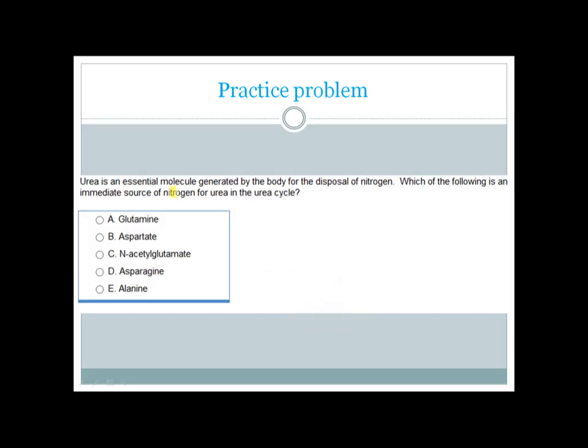Urea is an essential molecule generated by the body for disposal of nitrogen. Which of the following is an immediate source of nitrogen for urea in the urea cycle? The answer is aspartate. As you might remember, urea is a molecule which has two nitrogens, and one of the nitrogens actually comes from aspartate and the other nitrogen actually comes from ammonia.